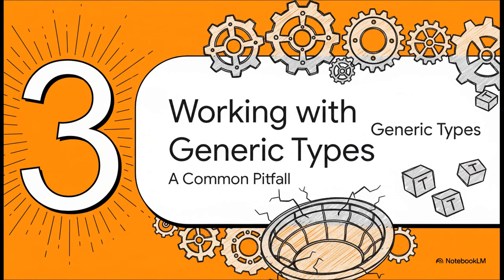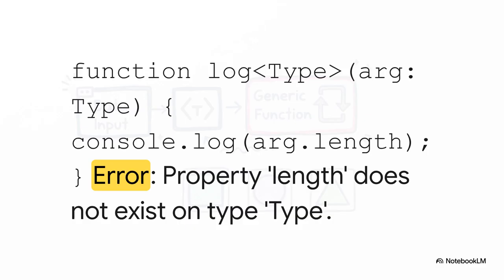All right, so passing types around is cool, but what happens when you want to actually use the properties of that generic type inside your function? This is like the first major hurdle people run into with generics. Let's walk through it. At first glance, this looks fine, right?